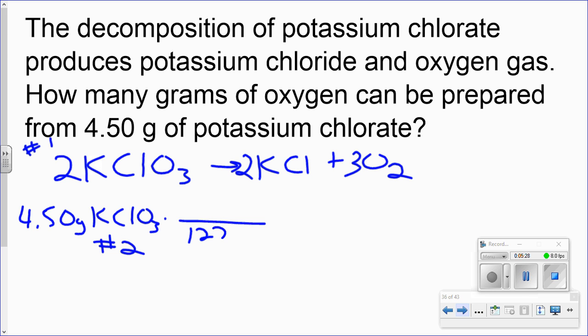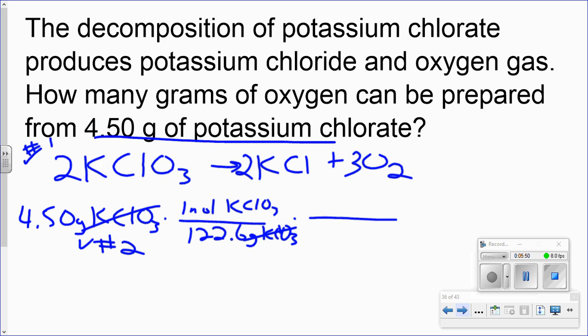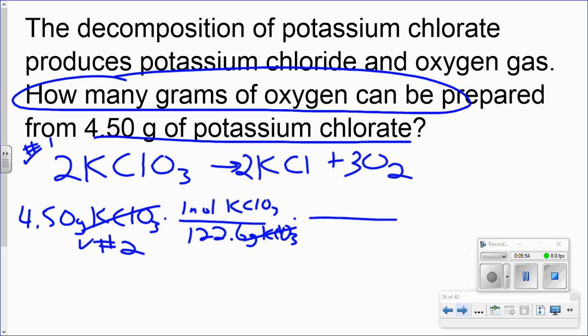I can use all those numbers: 122.6 grams of KClO3 to 1 mole of KClO3. So that's step number 2, done. Step number 3 is the mole ratio. You always have to use the mole ratio, because the question says if you start with potassium chlorate, how many grams of oxygen can be prepared? So I'm going from potassium chlorate to oxygen now.